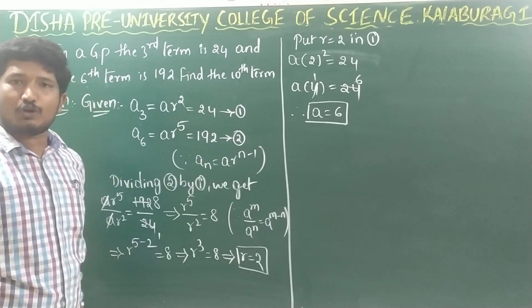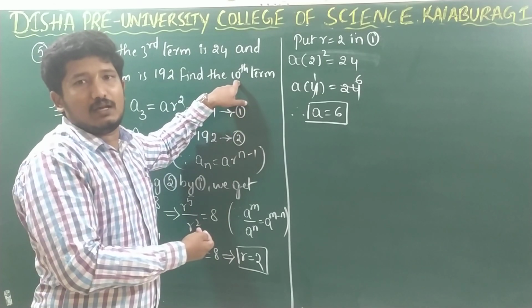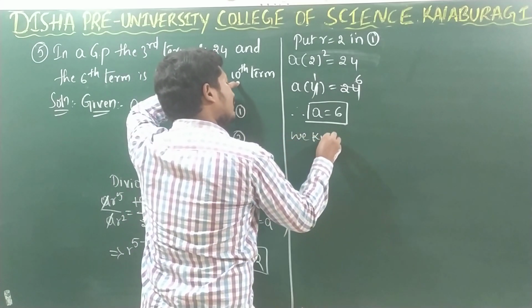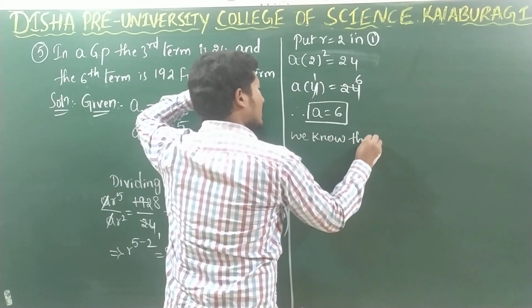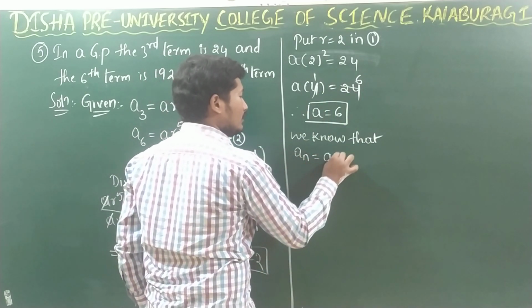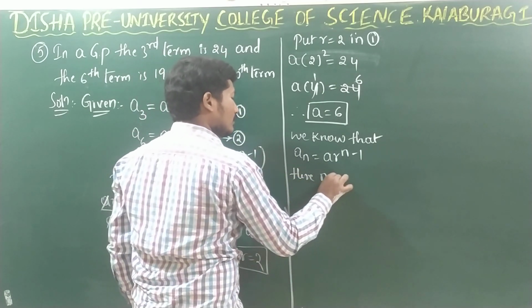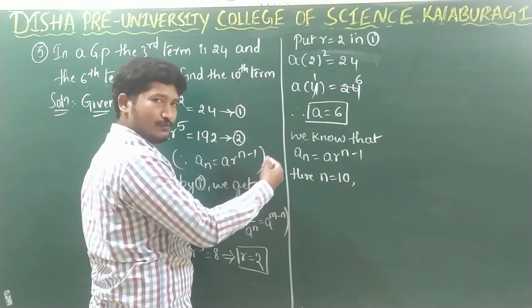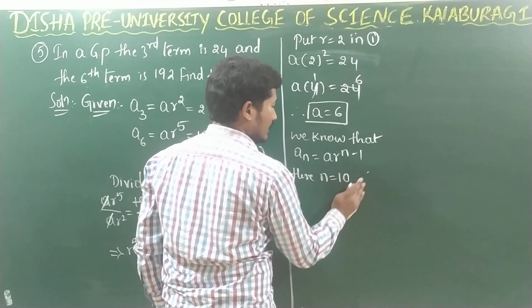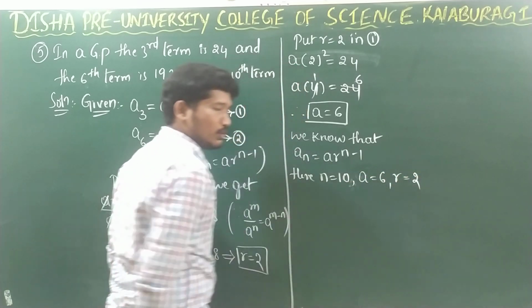We have got the value of the common ratio. We have the value of n. So let us calculate the 10th term. How to calculate? By using the nth term of the geometric progression. So we know that a_n is equal to a into r power n minus 1. So here we are taking n as 10 because we need the 10th term. The value of a is obtained as 6, and the value of the common ratio is 2.